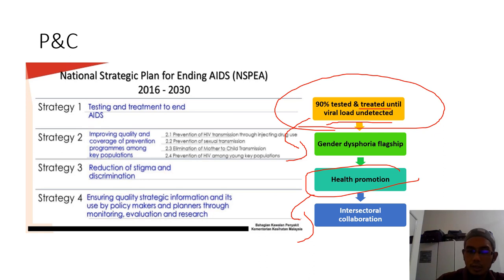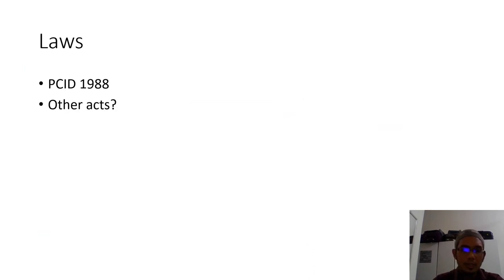Okay, so this requires intersectoral collaboration. So we need to collaborate, not just inside our health ecosystem, but also with other agencies. For example, Agensi Anti Dadah Kebangsaan AADK, with Permata, with the children, and also with the family health unit, okay, the LPPKN. There are a lot of other NGOs, Malaysian AIDS Council. So it is actually an intersectoral collaboration if you want to control HIV in this country. Okay, so the laws are almost the same, PCID 1988.